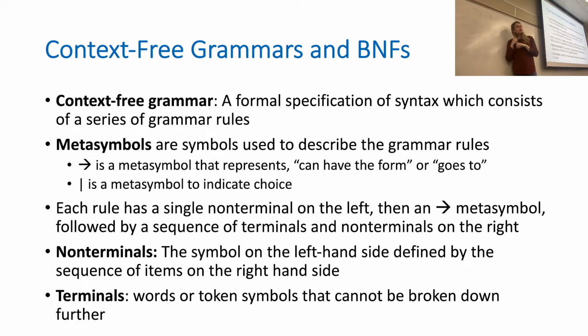The pipe metasymbol indicates a choice. Similar to how two pipes is the OR operator in C and C-influenced languages, a single pipe in BNF is the OR operator, effectively. So each rule has a single non-terminal on the left, an arrow metasymbol, followed by a sequence of terminals and non-terminals on the right.